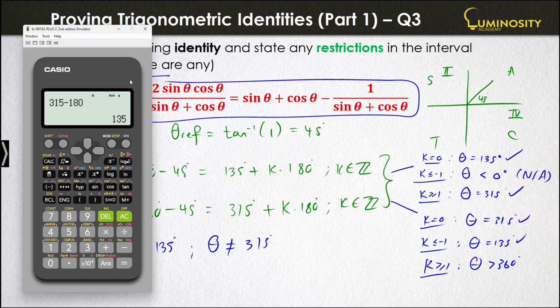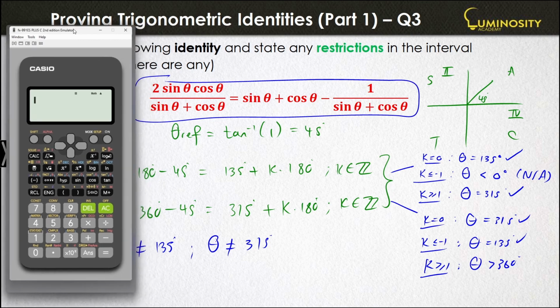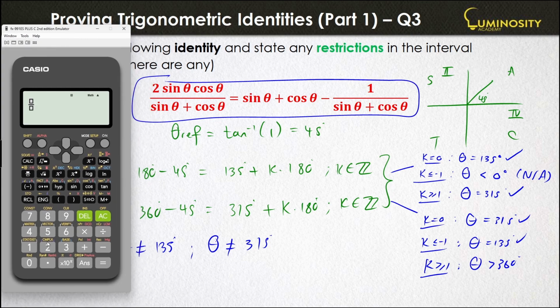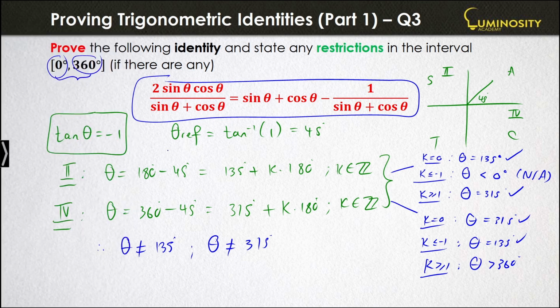And you can double check. If you take your calculator and on the left-hand side of the identity, you take 2 sine, let's say 135, okay, that was one of the restricted angles, cos of 135, all over sine 135 plus cos 135. If I do that, I get an error. Okay, and that's to be expected. All right, so that's how we would do this type of question.